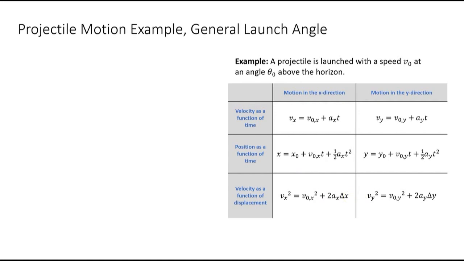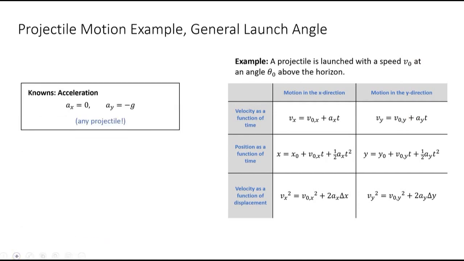So just as an example here, say you have a problem statement that says something about a projectile that's launched with a speed v naught at an angle theta naught above the horizon. All right, so first thing I would pick out of this, we have a projectile. And so that means that we immediately know that a x is equal to 0. There's no acceleration in the x direction. Nothing is acting on the object after it gets launched to cause it to accelerate in the x direction.